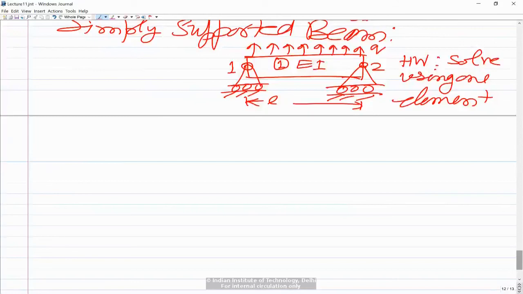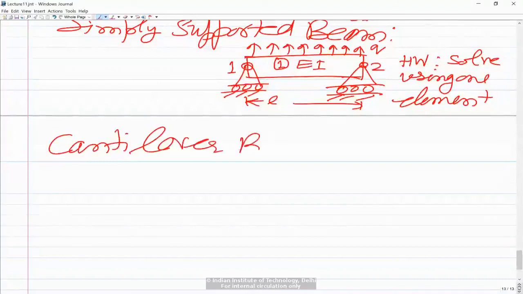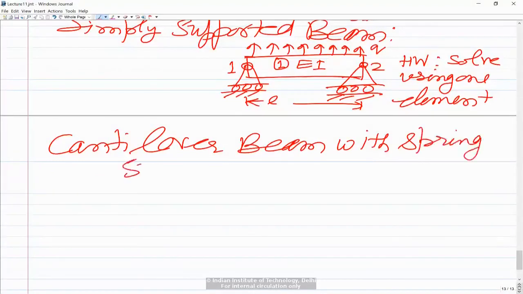So if you want to model that, I am taking a simpler example for modeling an elastic support or a flexible support. So that is a cantilever beam on a spring support. So let us take the cantilever beam with spring support.